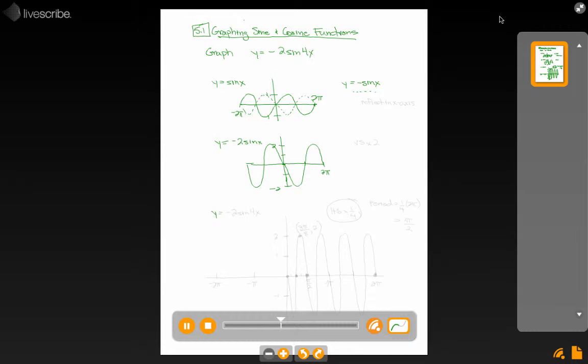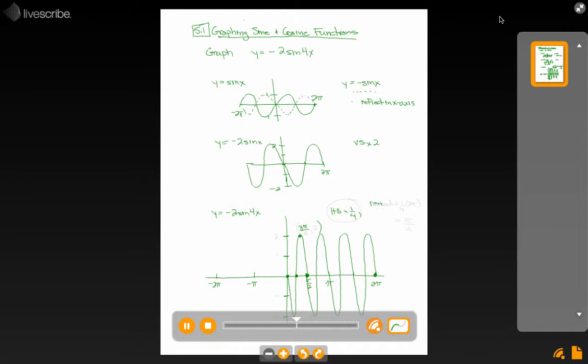So the final one is the one that I'll take the most care to draw, and it's negative 2 sine of 4x. And so I'll take a second to draw these axes. So what have we done so far? We've done a reflection in the x-axis. We've done a vertical stretch by a factor of 2. Now we're going to do a horizontal stretch by a factor of 1/4.